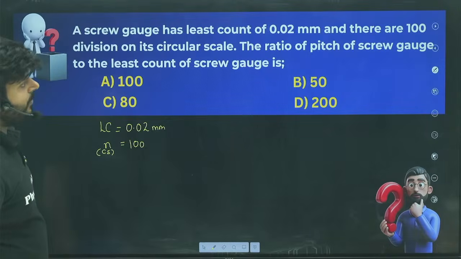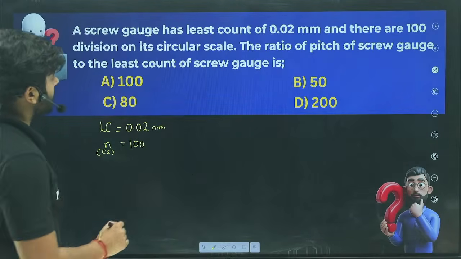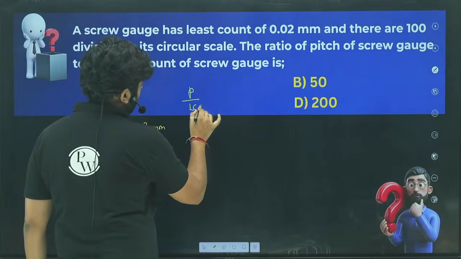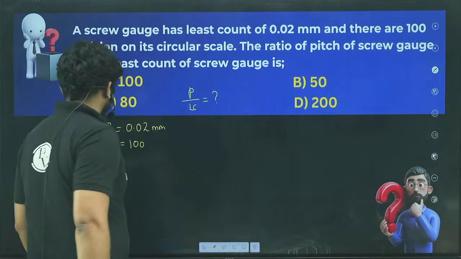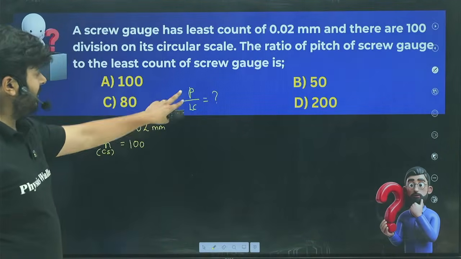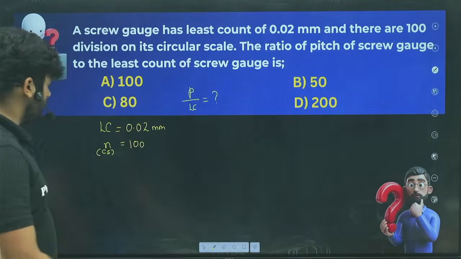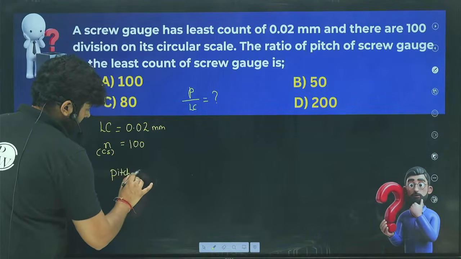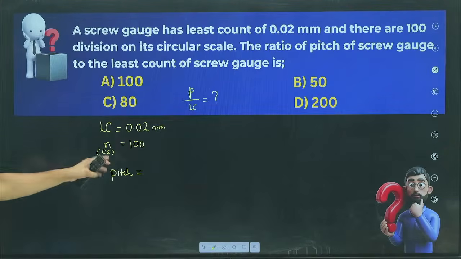The ratio of pitch of a screw gauge to the least count of the screw gauge is, so we have to talk about the ratio of pitch upon least count, right? This is something we have to find. The least count is already given. If we calculate the pitch, we can calculate the ratio. So what is the pitch of a screw gauge?